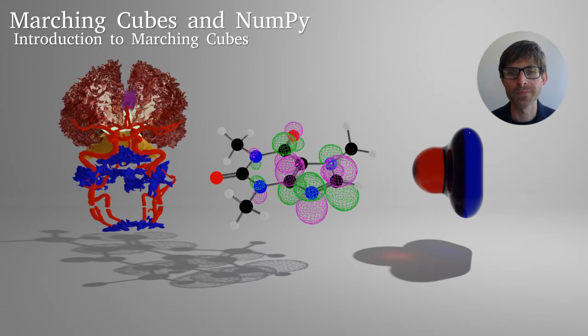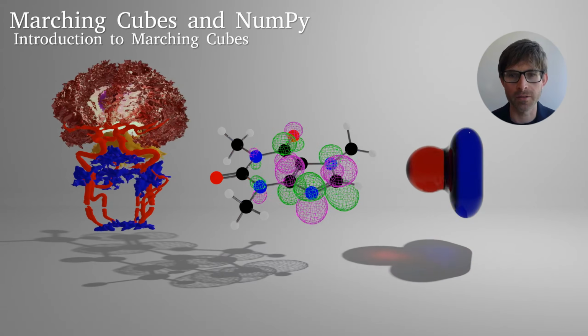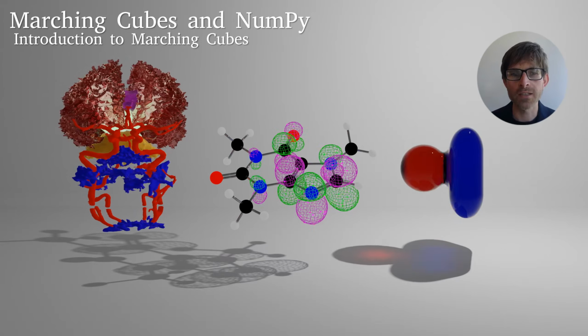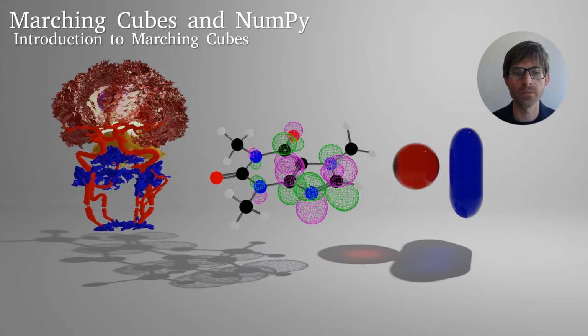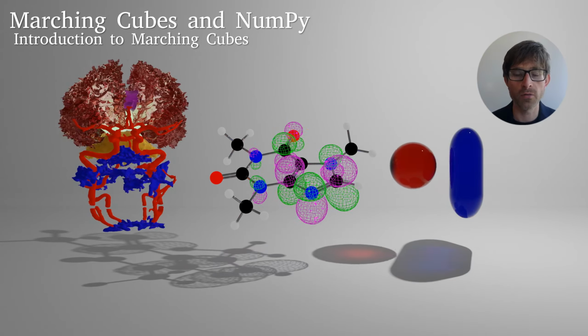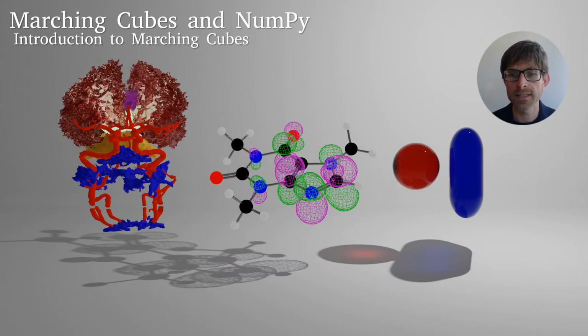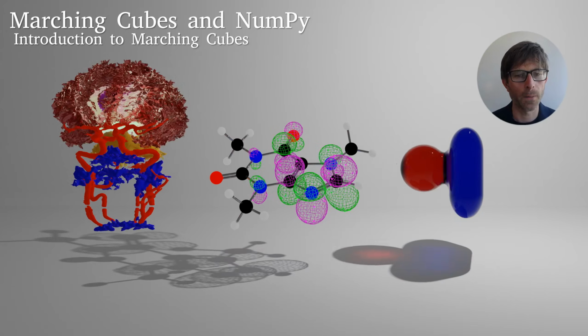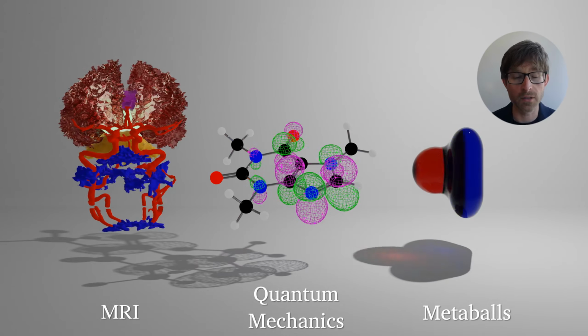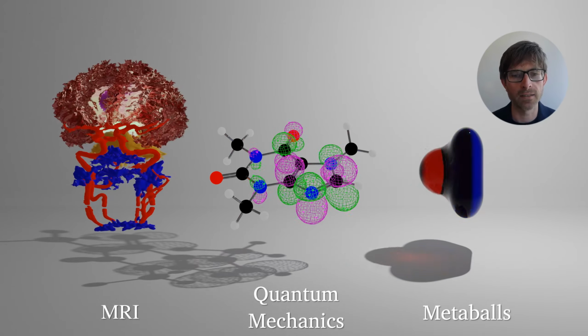This video is about the marching cubes algorithm that's used to visualize volume data. Volume data, also known as voxel data, is a series of values spread across a grid, typically in 3 dimensions. Volume data is encountered in many different cases.